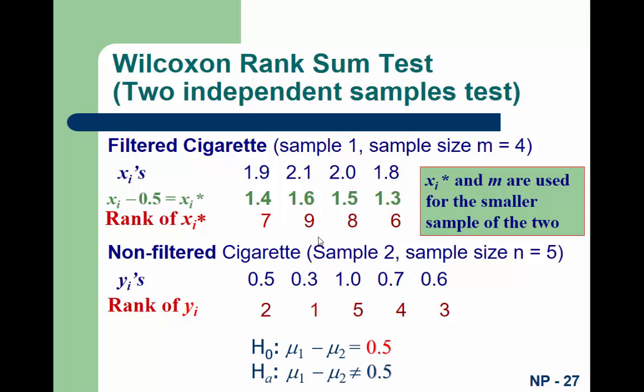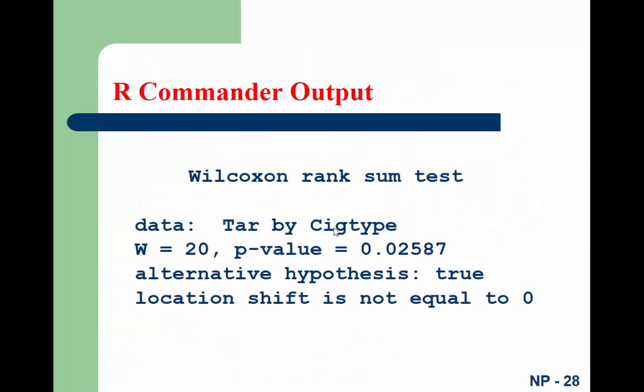And what's the test statistic? The rank sum test statistic is the sum of ranks of the smaller sample, so it'll be the sum of these 4. When you actually perform the test, the W test statistic is the sum of these 4, the rank sum of the first sample after shifting by 0.5. So if you run the Wilcoxon Rank Sum Test, you're going to get a test statistic of 20.